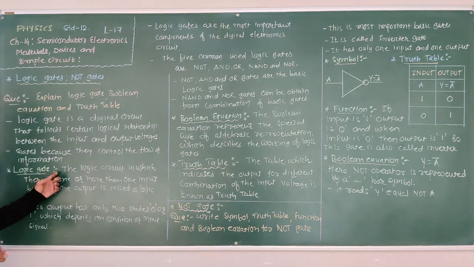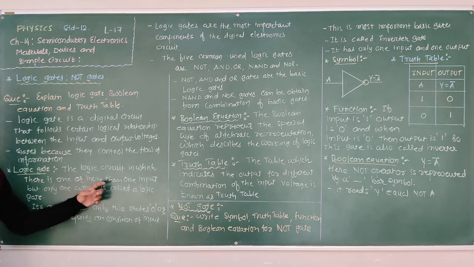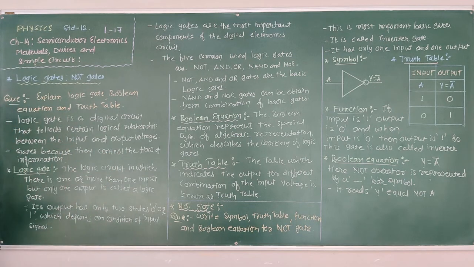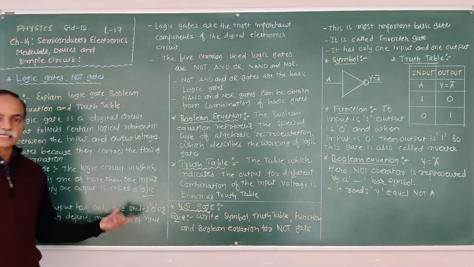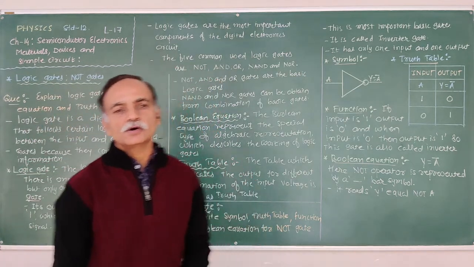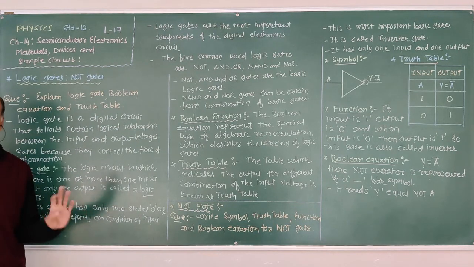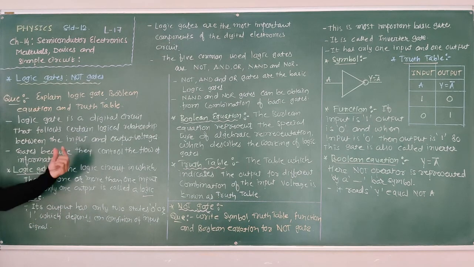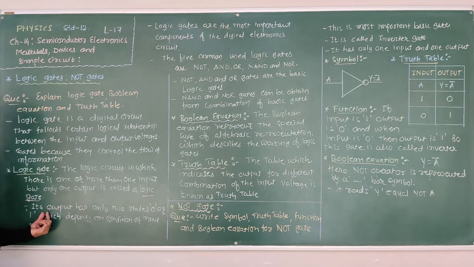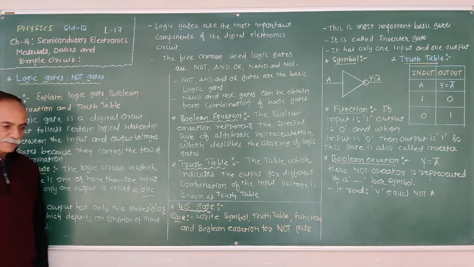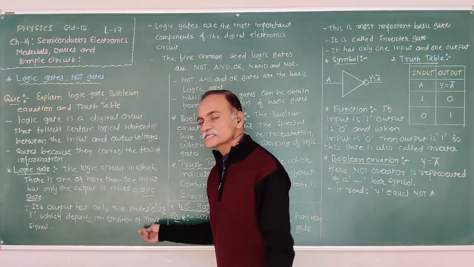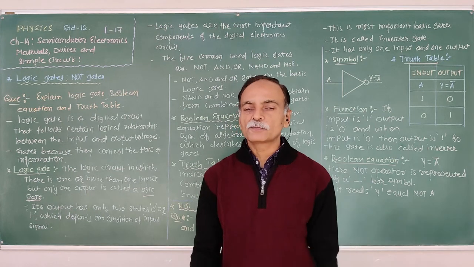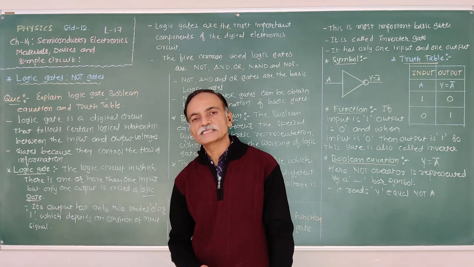Okay. Again, what is the logic gate? The logic circuit in which there is one or more than one input but only one output is called a logic gate. Now, the output has only two states, either on or off. That means 0 or 1, right? A bulb also has two states, either the bulb is on or off. So the logic gate's output has only two states, either 0 or 1, which depends on the combination of input signals. Which state of the output we obtain, either 0 or 1, depends on the combination of inputs. In a certain input, output is 1. In a certain combination of the inputs, we get the output 0. Clear this?